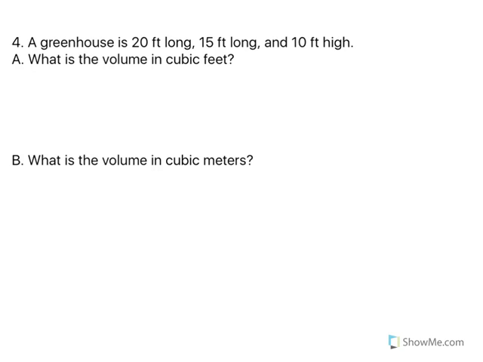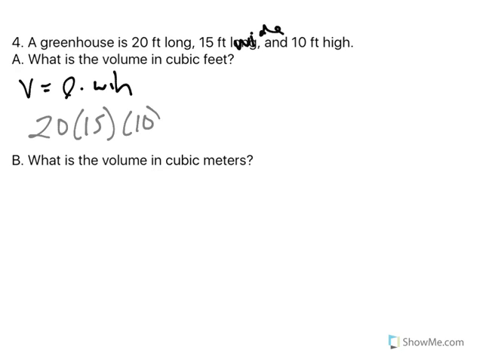Number 4. A greenhouse is 20 feet long, 15 feet long, and 10 feet high. One of those is probably supposed to be wide. Let's make that wide. 15 feet wide, 10 feet high. What is the volume in cubic feet? Well, volume is length times width times height. So 20 times 15 times 10 gives me 3,000 cubic feet. And it's cubic because there it's 3.